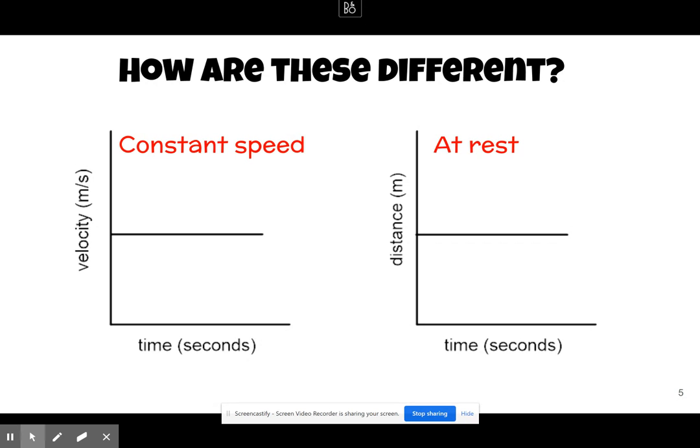All right, well, let's take a look. So we can see at our graph on the left here, our velocity is not changing. So we are going at a constant speed. Say this is 5 meters per second. They're going at 5 meters per second constantly. Now, if we look at our graph on the right, it's a distance versus time graph, and we can see the distance is not changing. So that means this object or person is at rest. Their distance is not changing.